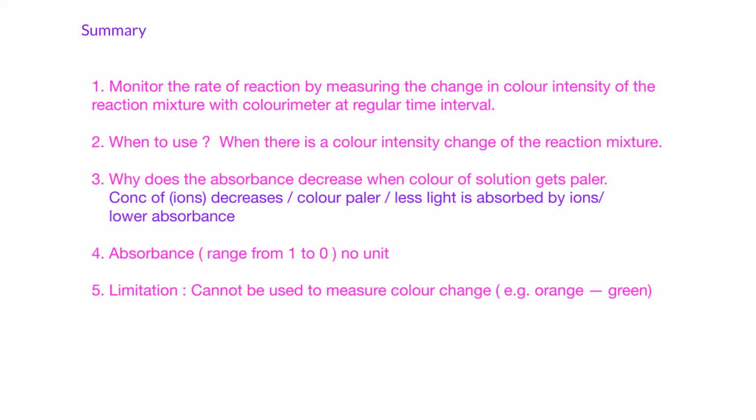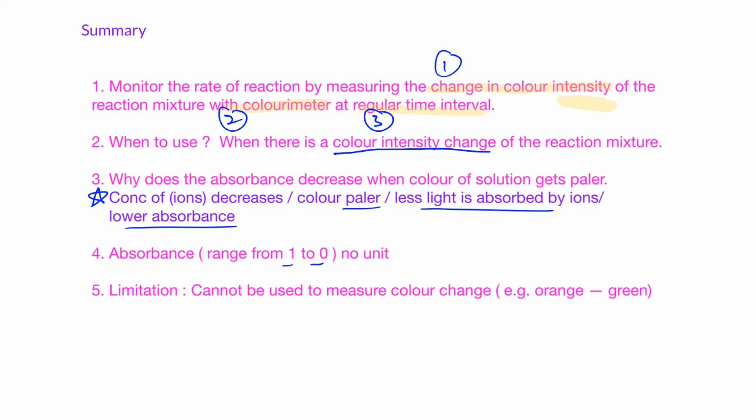In this video, we learned that we can monitor the rate by measuring the change in color intensity with a colorimeter at regular time intervals. Remember the 3 steps: 1, 2, 3. We use it when there is a color intensity change, not a color change. So why does the absorbance decrease? Remember, the concentration of ion decreases, the color gets paler, the light absorbed will change, and then the absorbance will be lower. Absorbance ranges from 1 to 0. It is a percentage, so therefore no unit at all.